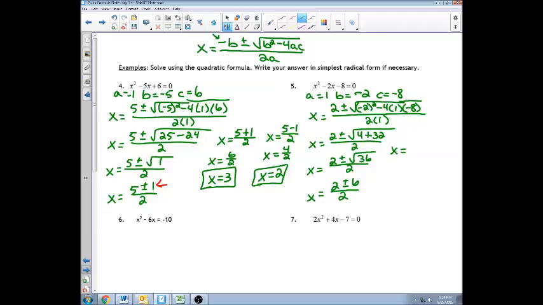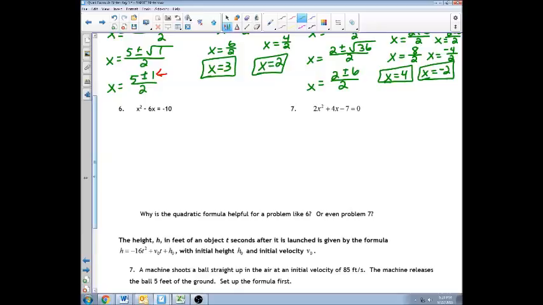So it would be 2 plus 6 over 2, which would be 8 over 2. So x equals 4. And I have x equals 2 minus 6 over 2, which would be negative 4 over 2, so x equals negative 2. Those two problems I could factor in order to find those, but problems like number 6.